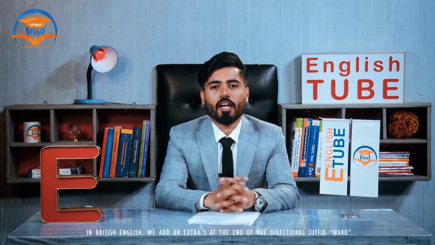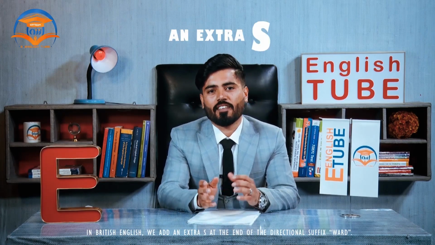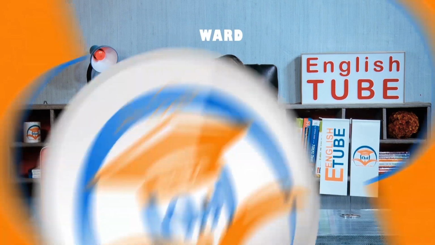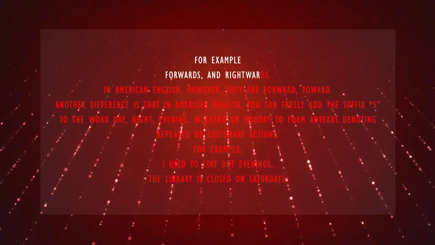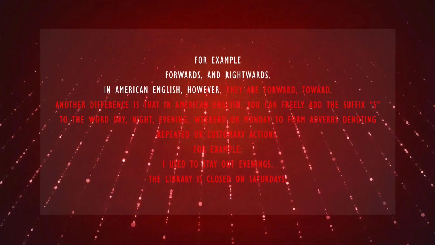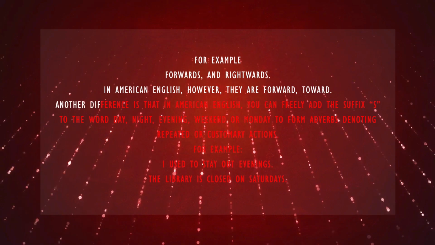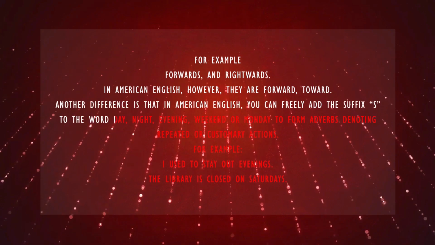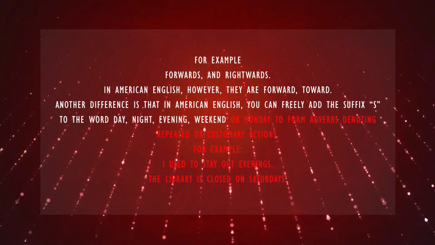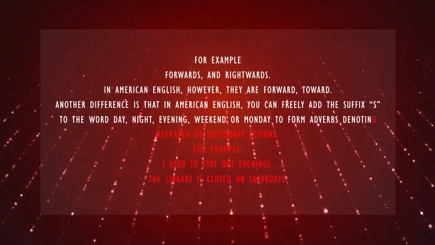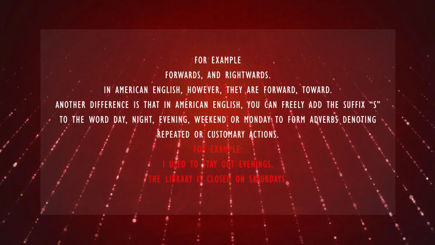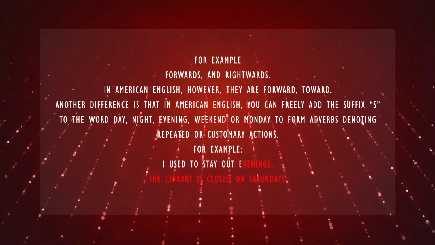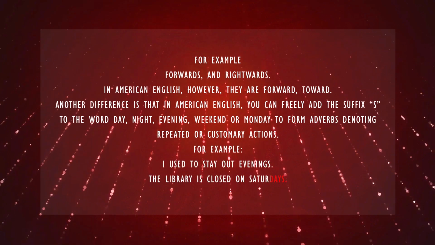Word compounds in British English and American English. In British English, we add an extra S at the end of the directional suffix word. For example, forwards and rightwards. In American English, however, they're forward and toward. Another difference is that in American English, you can freely add the suffix S to the word like day, night, evening, weekend, or Monday to form adverbs denoting repeated or customary actions. For example, I used to stay out evenings. The library is closed on Saturdays.